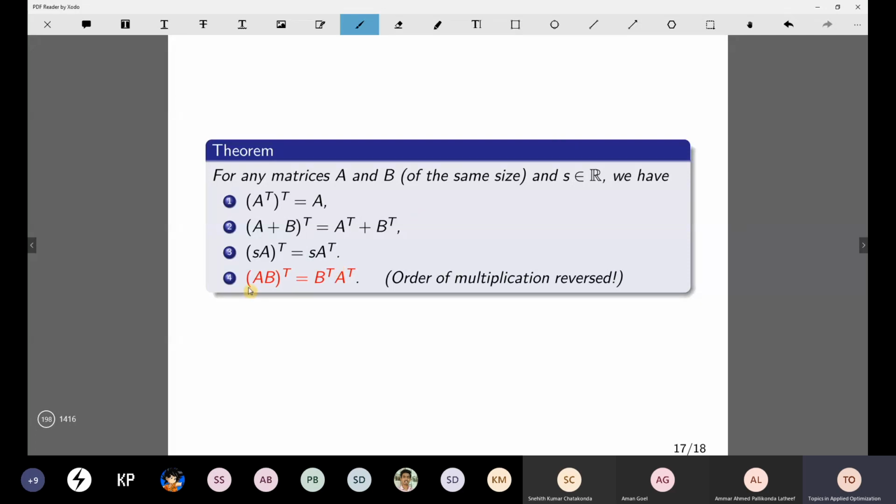And (AB) transpose is B transpose A transpose. So remember that the ordering has changed here, right? So it's like B transpose first and then A transpose.